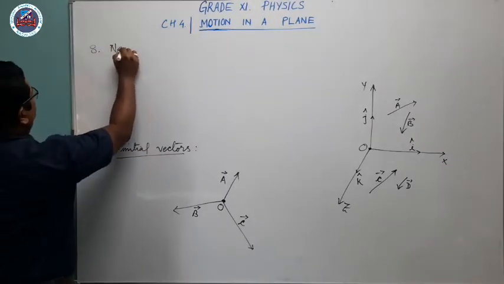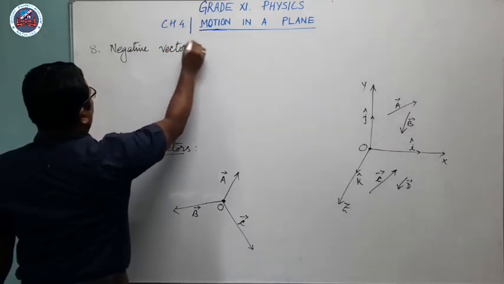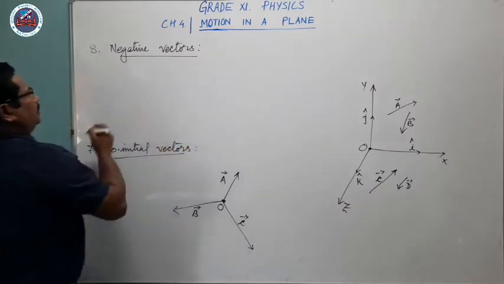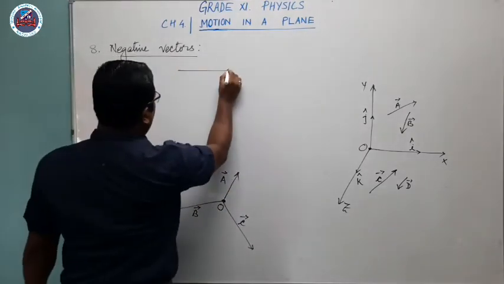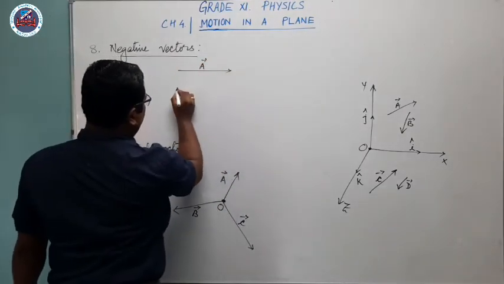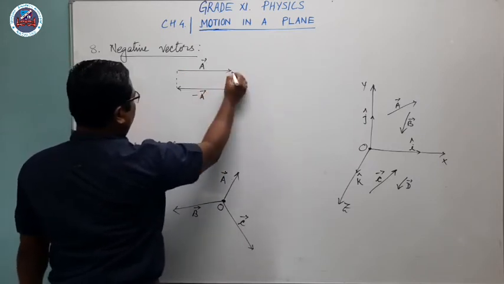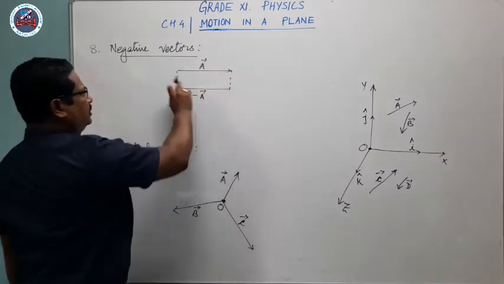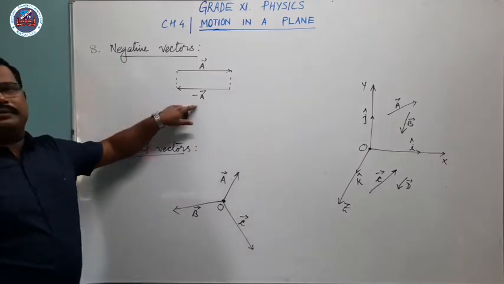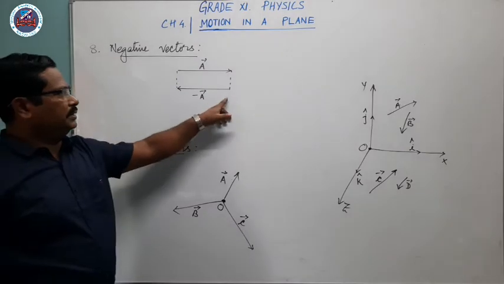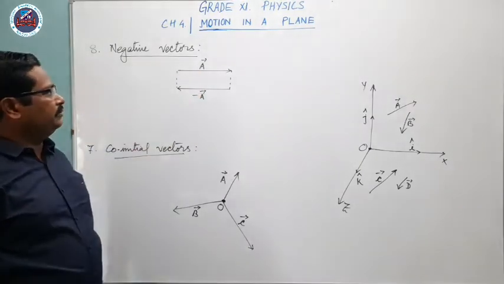Negative vectors. Two vectors are said to be negative, one is negative of the other. If suppose this is vector A pointing in this direction, they are of equal magnitude but opposite in direction. You can see here the magnitudes are equal, their lengths are equal, but the directions are different. So this type of vectors we call negative vectors. This is positive and this is negative. So this vector is negative of A. That is your negative vectors.